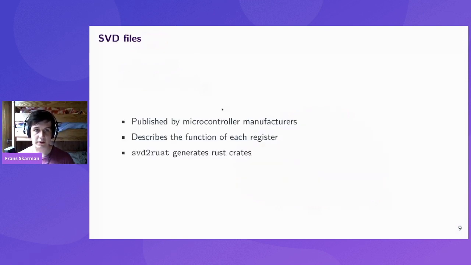Luckily, the manufacturers of microcontrollers often publish SVD files, which describe the function of each register in a way that the computer is better at understanding. So in the SVD case, that's XML. And then there's a tool called SVD to Rust that generates crates from these SVD files.